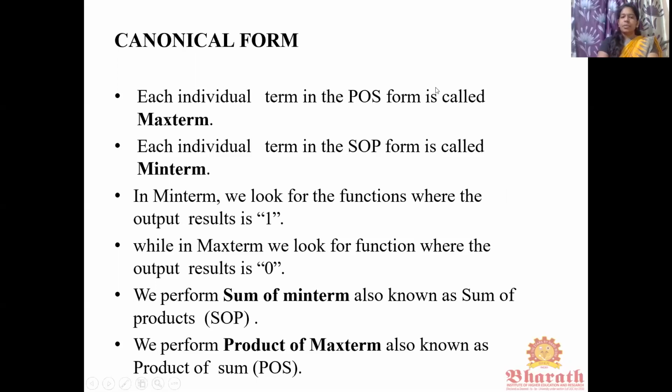Each individual term in the POS is called a max term. In SOP, we call it a min term. So SOP means min term, POS means max term. In min term, we look for the functions where the output result is 1. So we are going to use the value 1 for the min term, and for max term, we look for the function where the output result is 0. So we are going to use 0. Then we perform the sum of min terms, also known as sum of product. In POS, we perform the product of max terms.